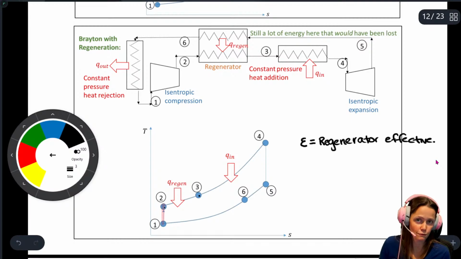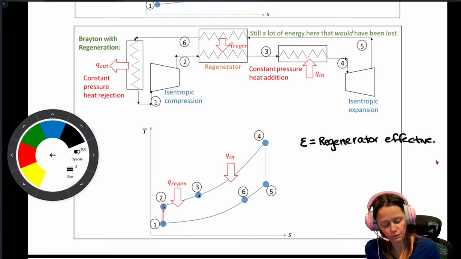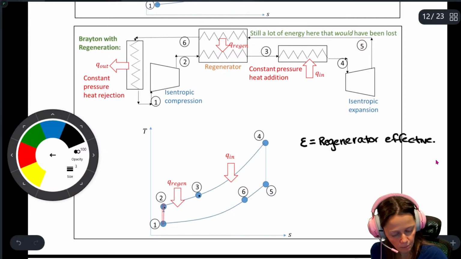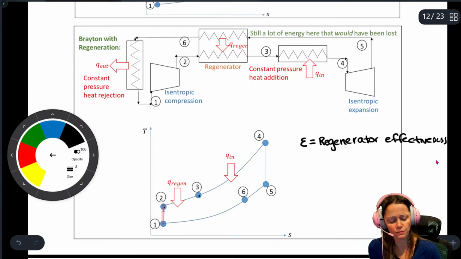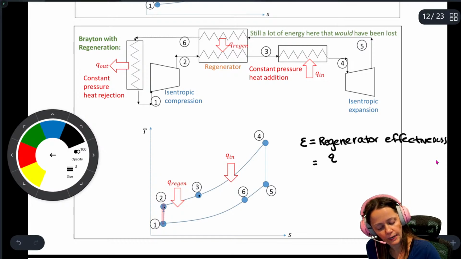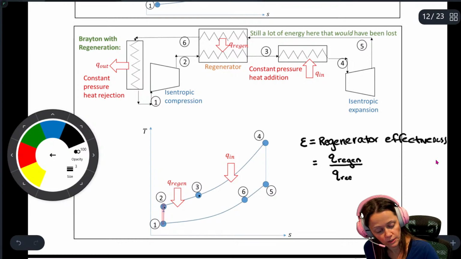Okay, effectiveness. I don't know that I can fit the NESS there. I probably can. Okay, fine. Effectiveness sort of looks like it. So it is defined as this Q regen over Q regen max.